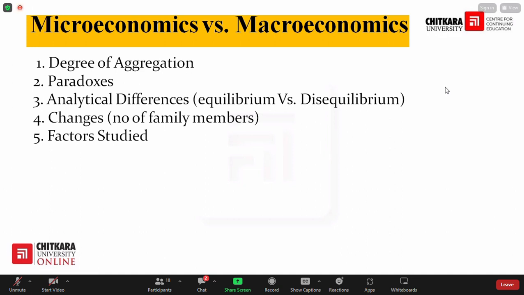Third is the analytical differences. In microeconomics, we generally talk about the equilibrium. So what is the equilibrium? It is a stage of balance. It is a stage where demand and supply are equal, where profit and losses are equal. So microeconomics generally says that the economy adjusts itself. So if you come to a situation which is more than the equilibrium point, automatically changes in the economy occur, and you will directly come to the equilibrium point.